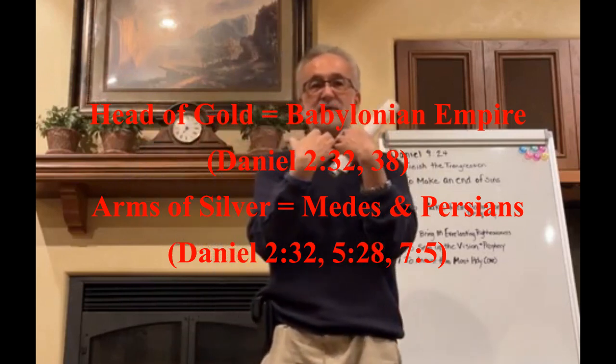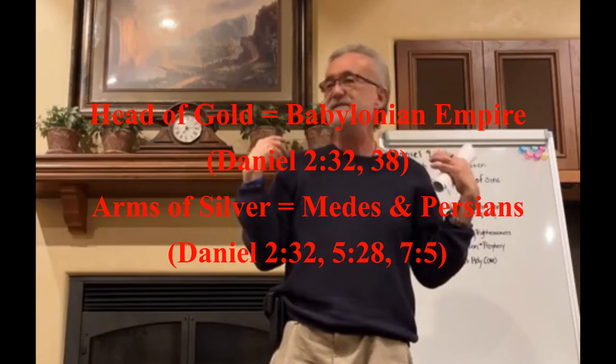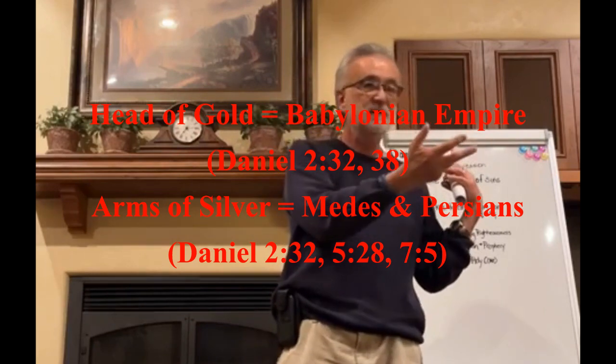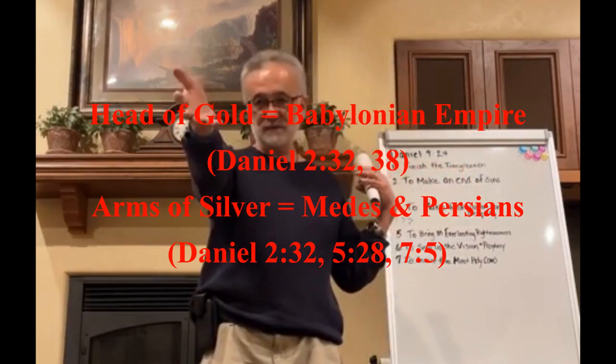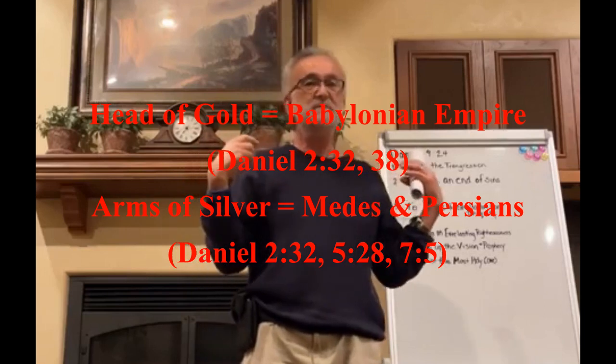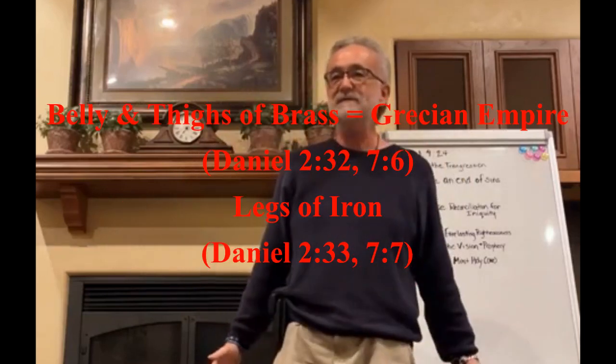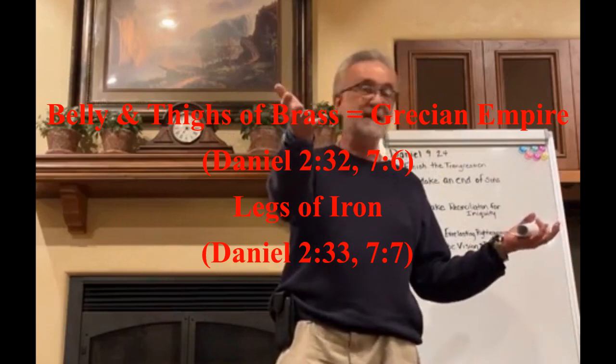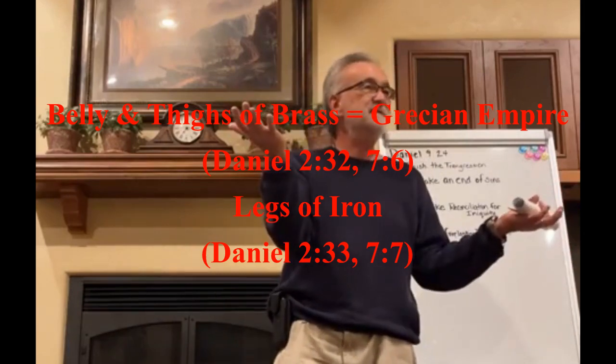And then you have the arms and chest of silver, which was what? The next kingdom, right? These are each kingdom. Medo-Persian. Okay, the Medo-Persian kingdom, 2 arms. And then we have the loins of brass or bronze, which was what? The Grecian. Like I say, you know world history if you just see that statue.